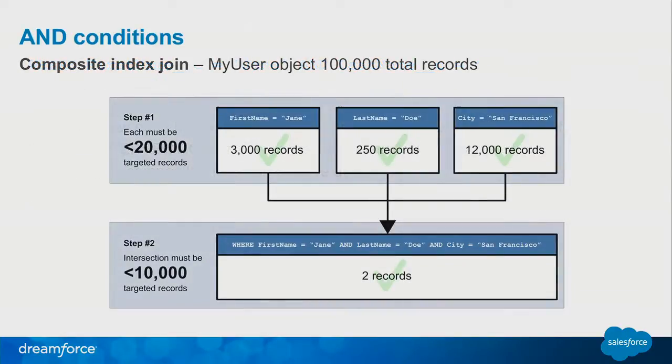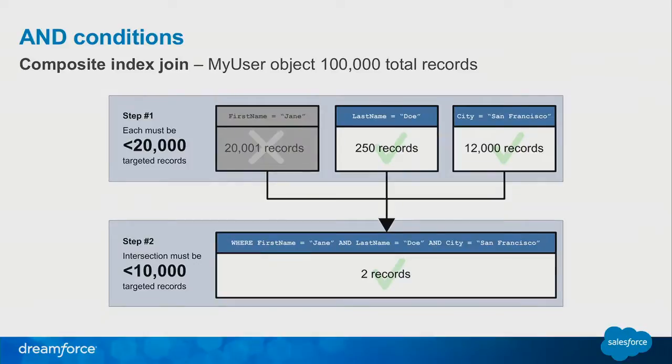So let's look at an example. As I said, we have a MyUser object with 100,000 records. In step 1, each one of these filters has to return less than 20,000 records. Let's assume that first name Jane returns 3,000 records, the last name Doe returns 250, and San Francisco returns 12,000 records. Each one of those is below 20,000 records, so they meet the criteria, and the intersection is 2 records, which is definitely under the 10,000 records.